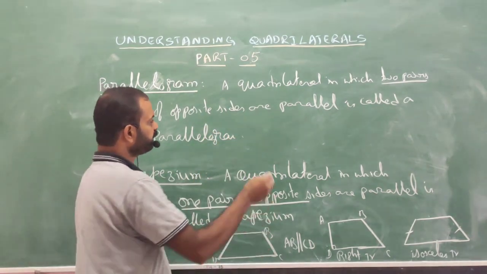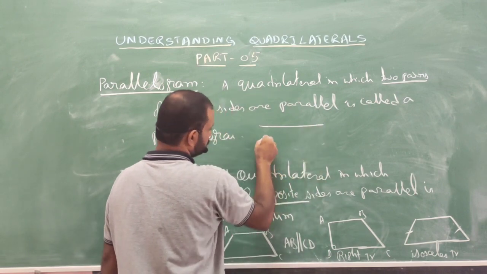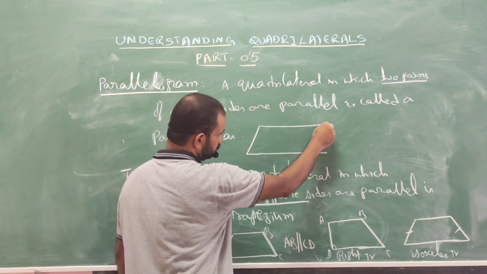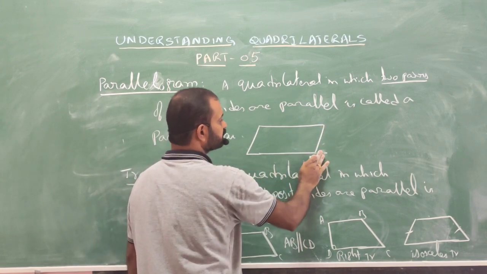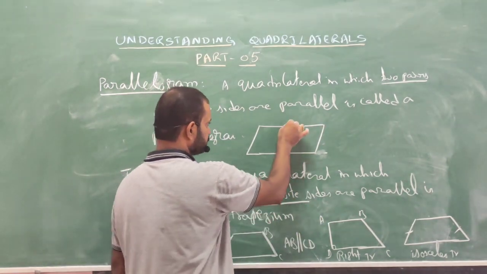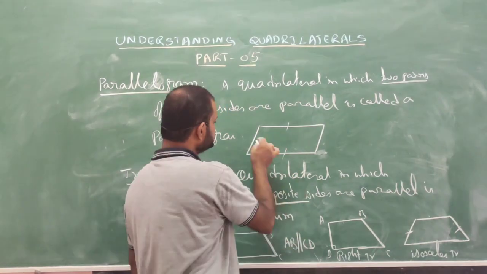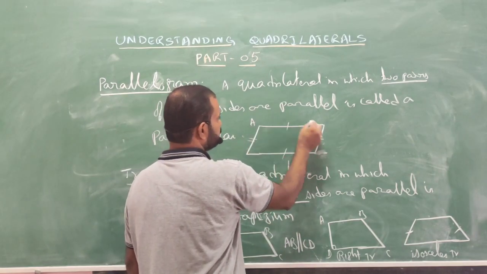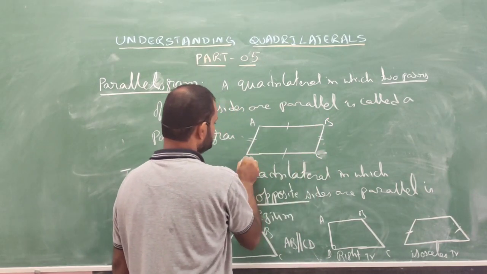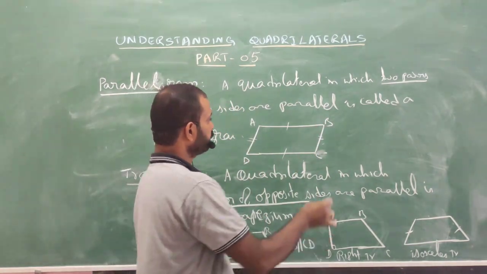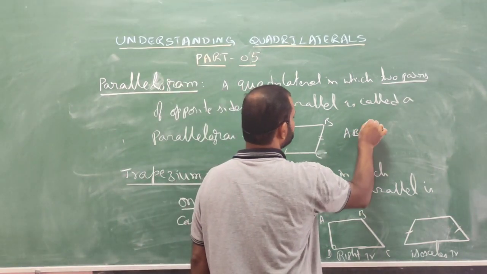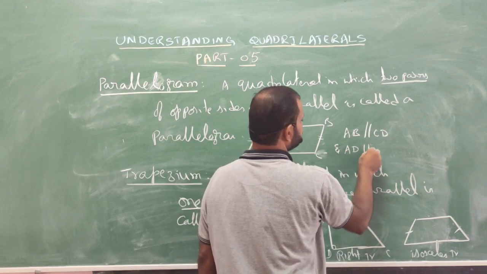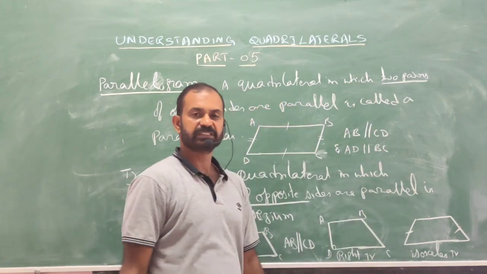How will the picture be? These two are parallel, and the other pair also is parallel. That means they are parallel to each other. And this opposite pair is also parallel to each other. A, B, C, D. So here AB is parallel to CD and AD is parallel to BC.